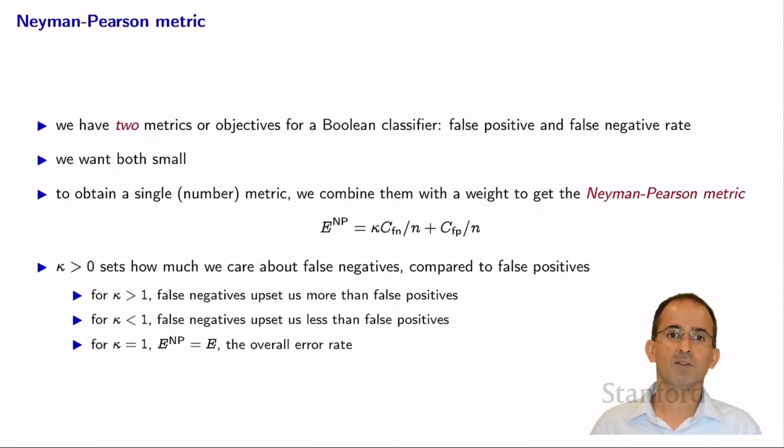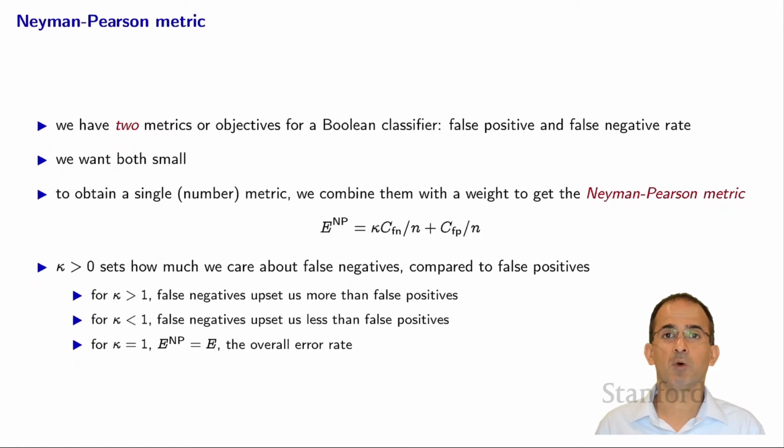Now, one of the things about looking at the confusion matrix is that it highlights for us that we have really two metrics for a Boolean classifier. We'd like to keep both the false positive rate small and the false negative rate small. And the sum of those two numbers is the error rate.